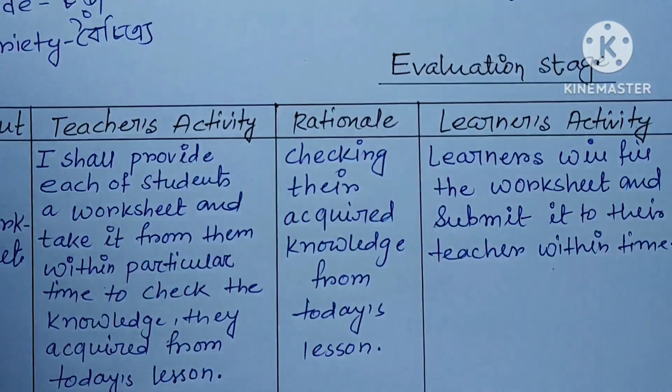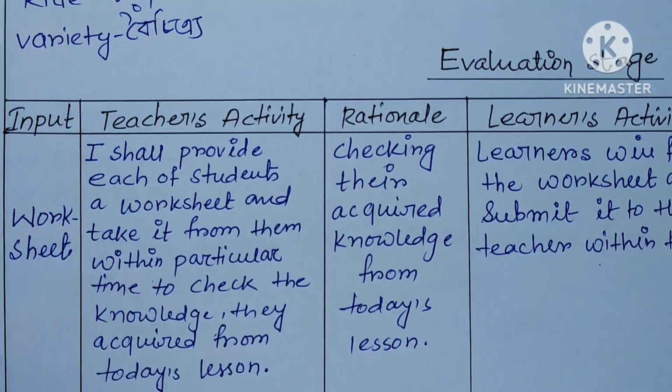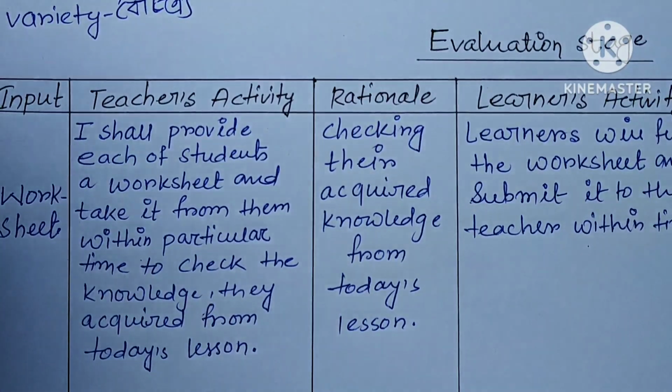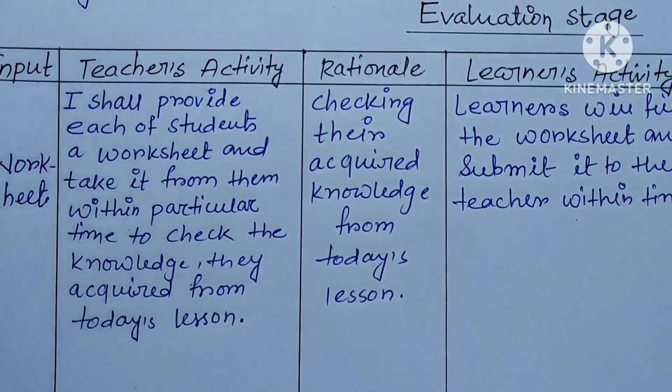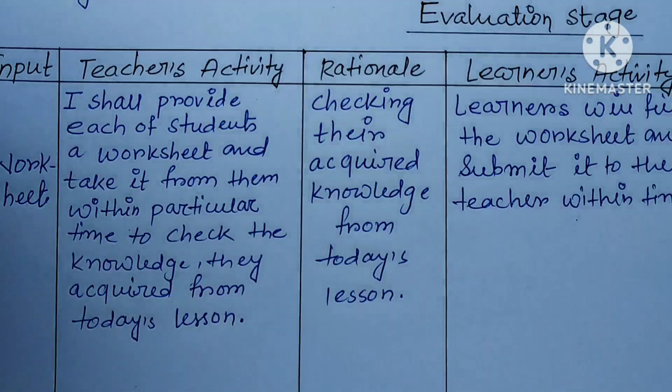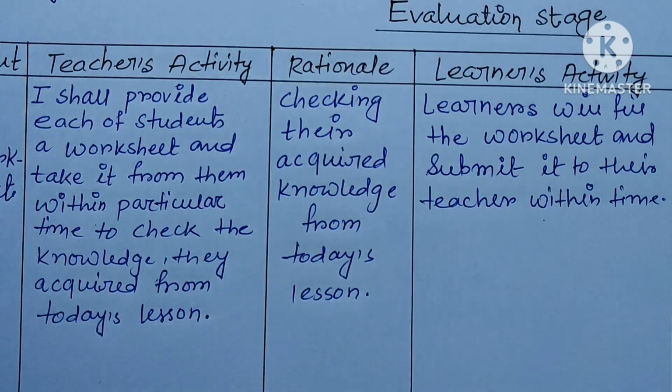Next comes the evaluation stage. Okay, input: worksheet, providing a worksheet to check their acquired knowledge from this lesson. Now teacher's activity: I shall provide each of the students a worksheet and take it back from them within a particular time to check the knowledge they acquired from today's lesson. From today's lesson, how much they acquired. Okay, rationale is checking their acquired knowledge from today's lesson. Why does the teacher act like so? Because the teacher wanted to check their acquired knowledge from today's lesson.